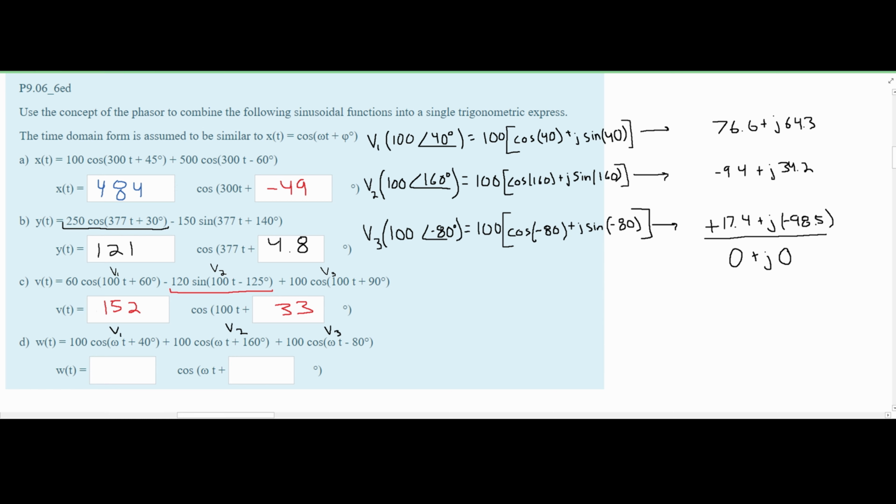So to find our Vm, we're going to set this equal to the square root of our first part, which is 0 squared, plus our second part, which is also 0 squared. This is going to give us a 0, so we know our Vm is for sure 0. We're going to do the same thing, but for our theta. We're going to set that equal to the tangent -1 of our second part, which is 0, over our first part, which is 0.